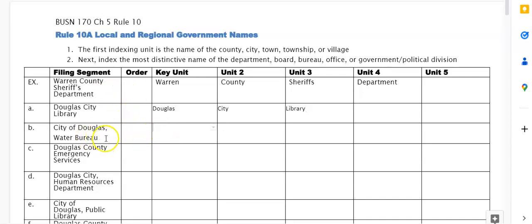For letter B, we have City of Douglas Water Bureau. Remember, the first indexing unit is the actual name of the county, city, town, township, or village. In that case, Douglas is the name of the city. Unit 2 is City, and unit 3 is Of. We use Of last because it's the least important part of the city name. Finally, we have Water as unit 4 and Bureau as unit 5.